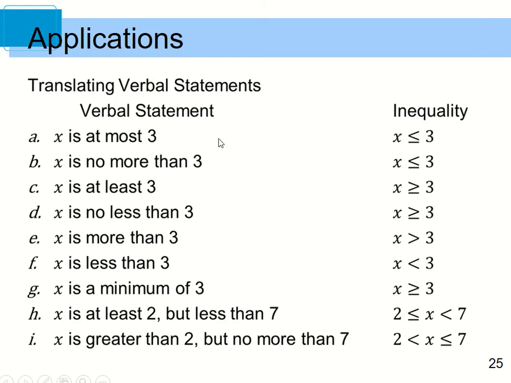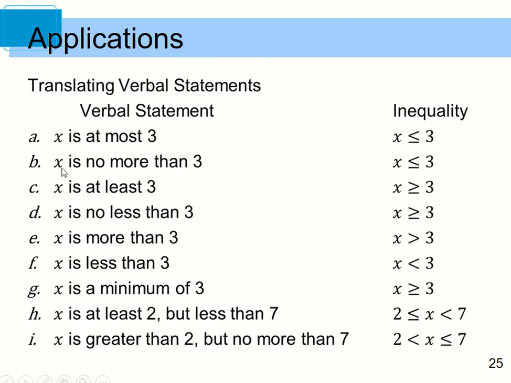The last section of this chapter is about the applications of inequalities. First, we need to translate the verbal statements to mathematical inequalities. These are the statements that we need to take note of. If x is at most 3, it means that the maximum is 3. So we have x is less than or equal to 3.